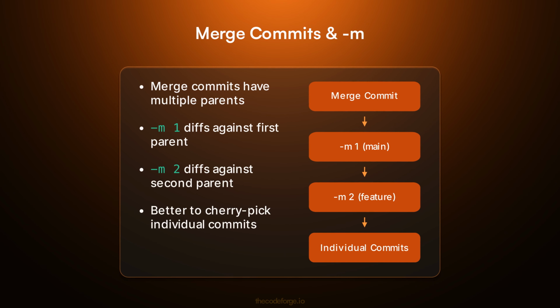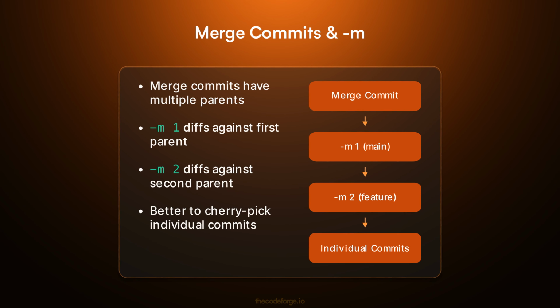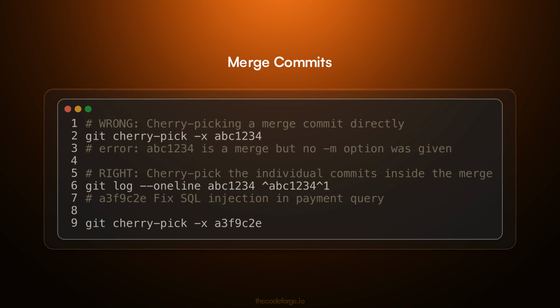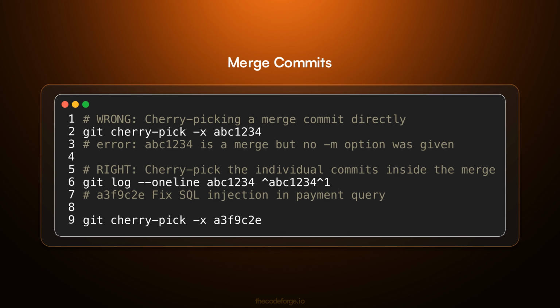Cherry-picking a merge commit requires the -m flag to specify which parent to diff against, but usually you want the individual commits inside the merge. Instead of cherry-picking the merge commit, list the individual commits that were merged and cherry-pick only the ones you need.